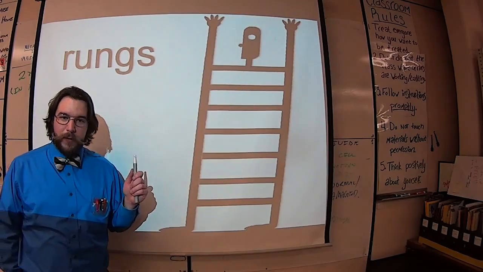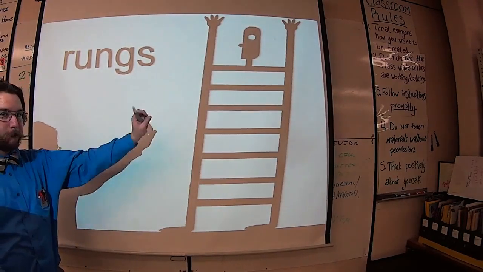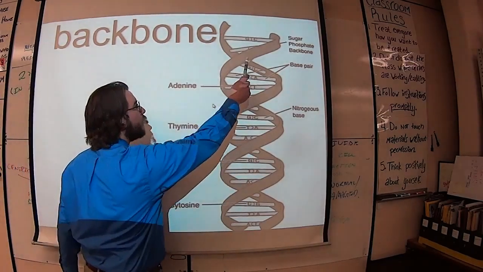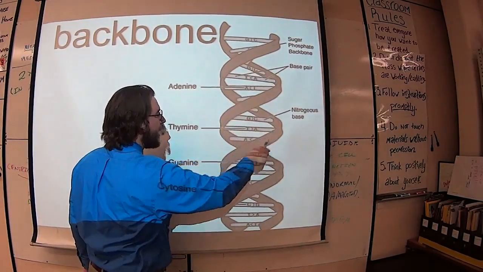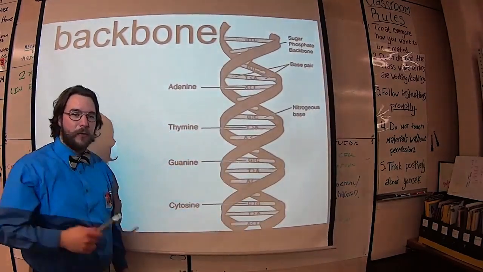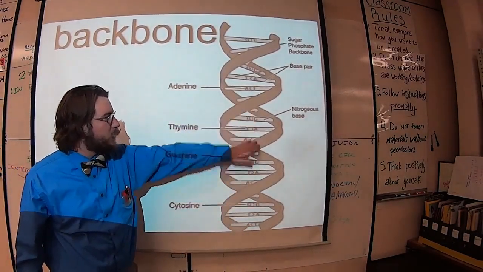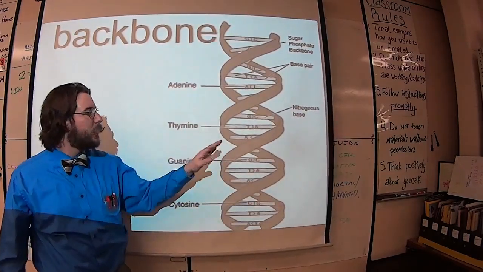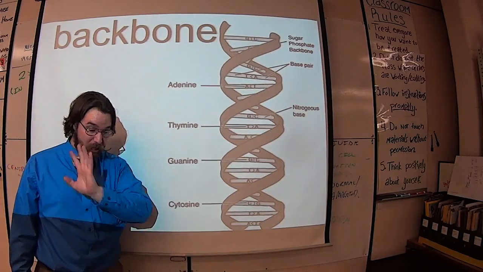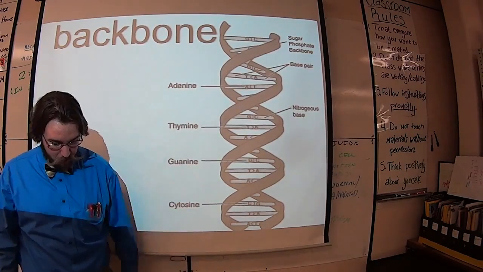The sides of the ladder are called the backbone. See how it goes all twisty and swirly around the outside. That is your twisting ladder. That's your backbone. So up the middle, you have those nitrogen bases making the rungs. Up the outside, you have the backbone, just like in your coloring.